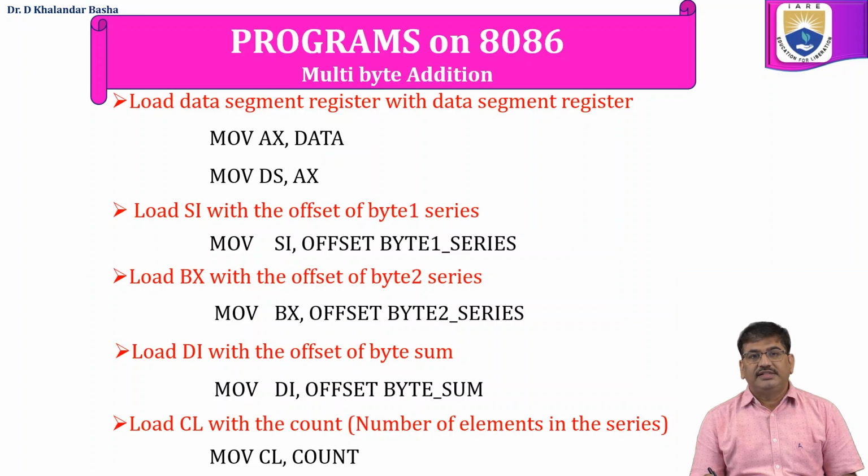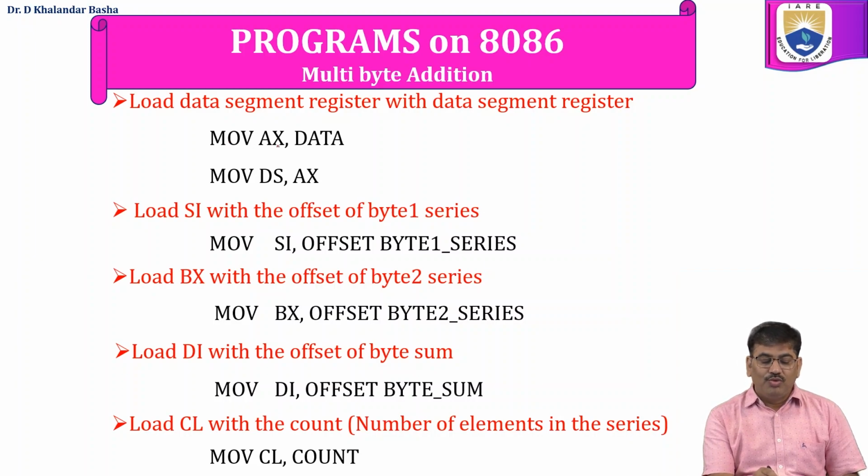As 8086 does not support loading immediate data into the segment register, first we place the address of the data segment into the AX register, and from the AX register to the data segment register. MOV AX, data; MOV DS, AX. The purpose of these two instructions is loading the data segment register with the data segment address assigned by the assembler.